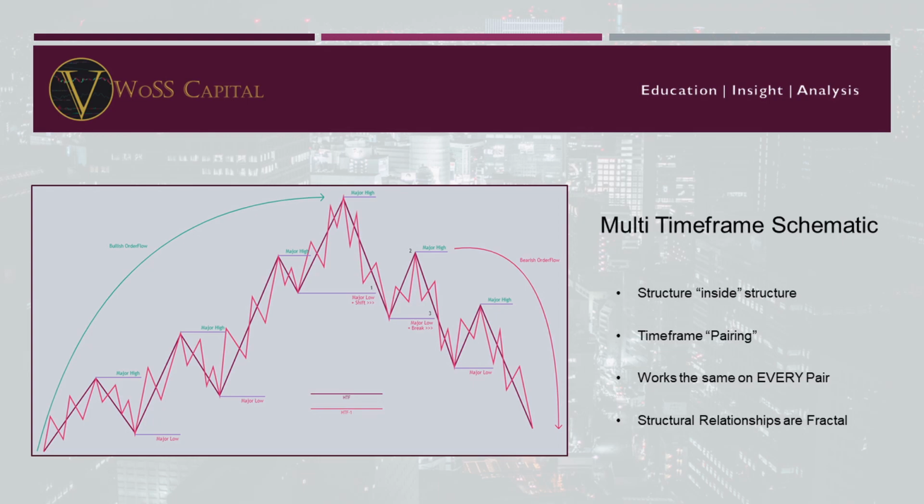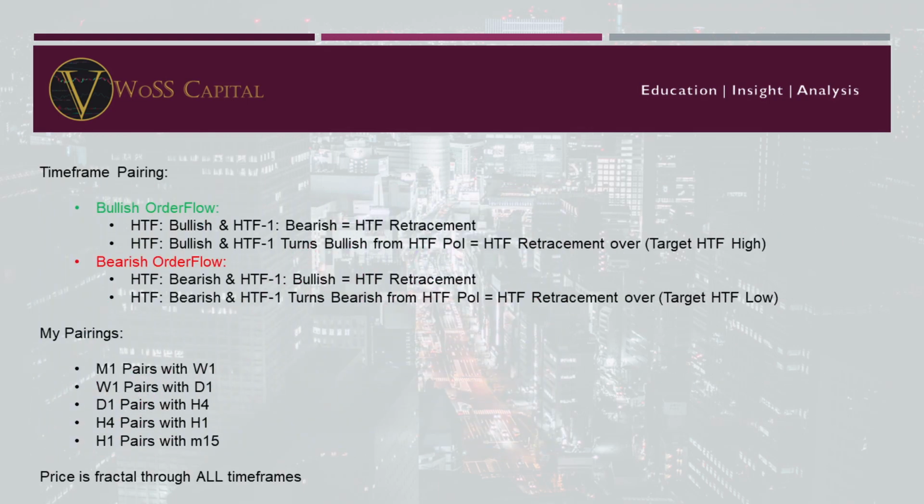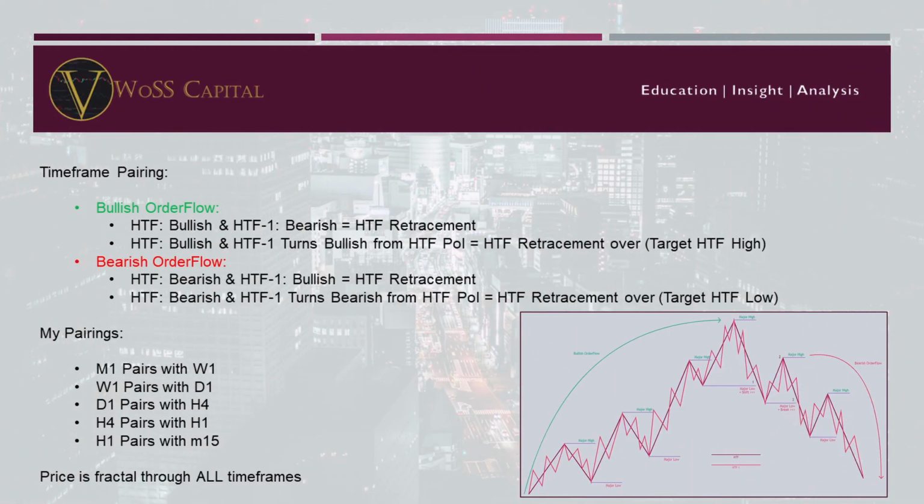So what are those relationships, and how do we map them together? In a bullish scenario, like on the left hand side of the example, when the higher time frame is bullish, and that time frame minus one is bullish in terms of their major structures, they're in confluence, and I would read that as impulsive continuation.